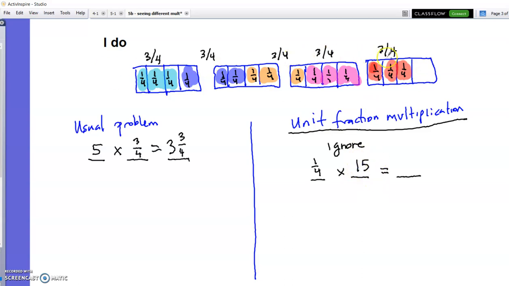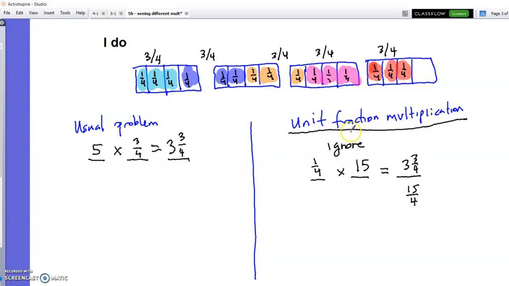And of course it still equals the same amount. It still equals 3 3/4. Or sometimes when I write it with all unit fractions, I almost want to say there are 15 1/4. So sometimes I like to write the improper fraction as the answer in these cases too. 1/4 times 15 equals 15/4.